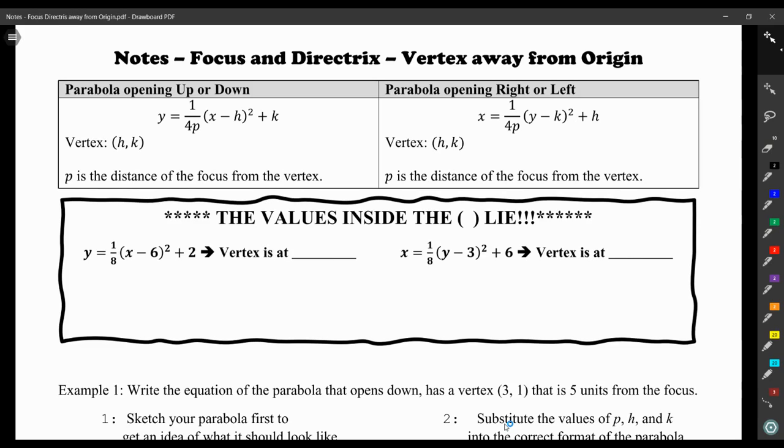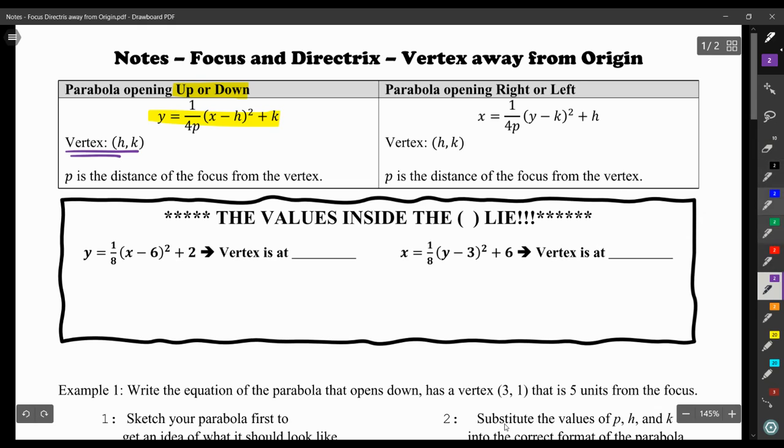Focus and directrix with the vertex away from the origin. So first, I want to talk about the equations at the top. If a parabola opens up or down, this is the equation that is used to write the formula for the quadratic function. Notice it's pretty much the same as the other one. However, now we have h and k because h and k are no longer 0. So h and k still come from the vertex just like they did previously.